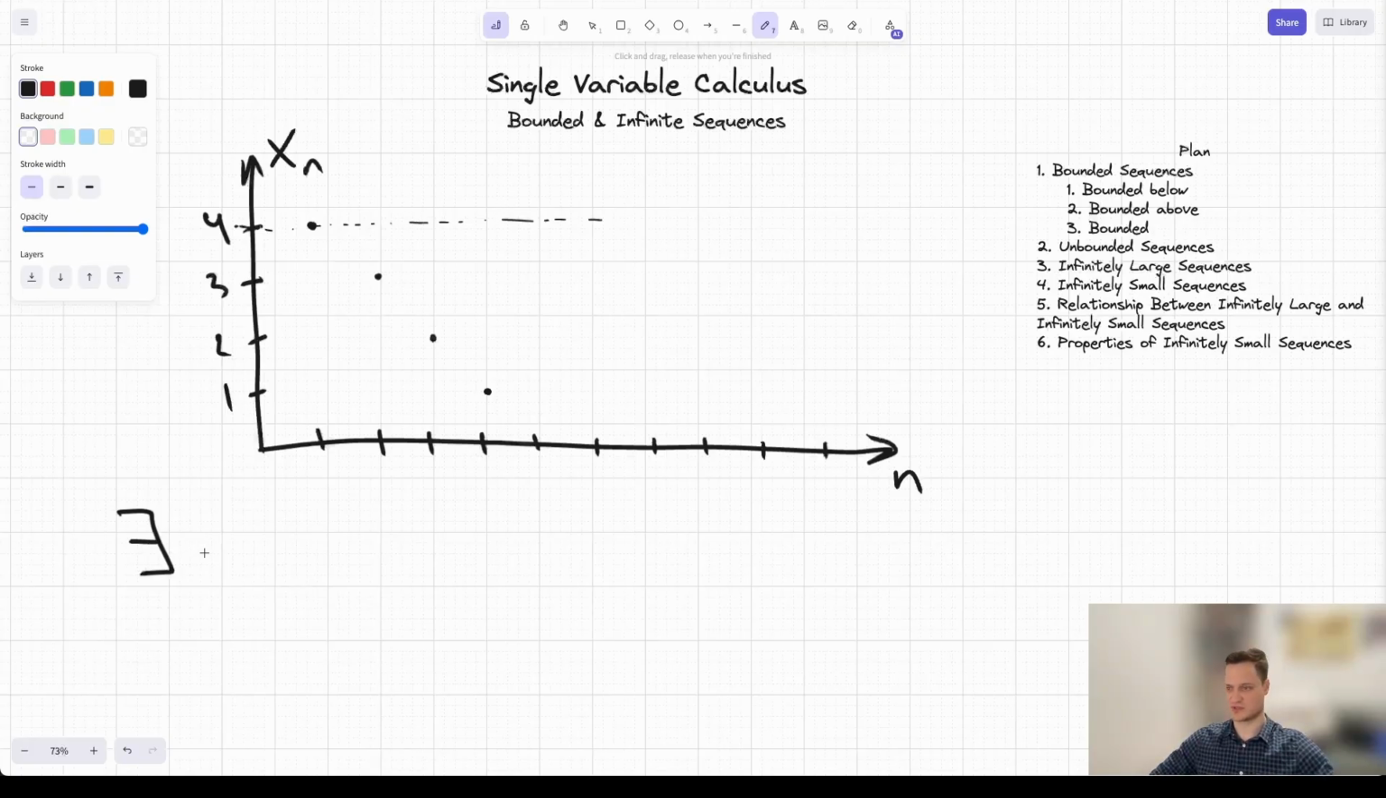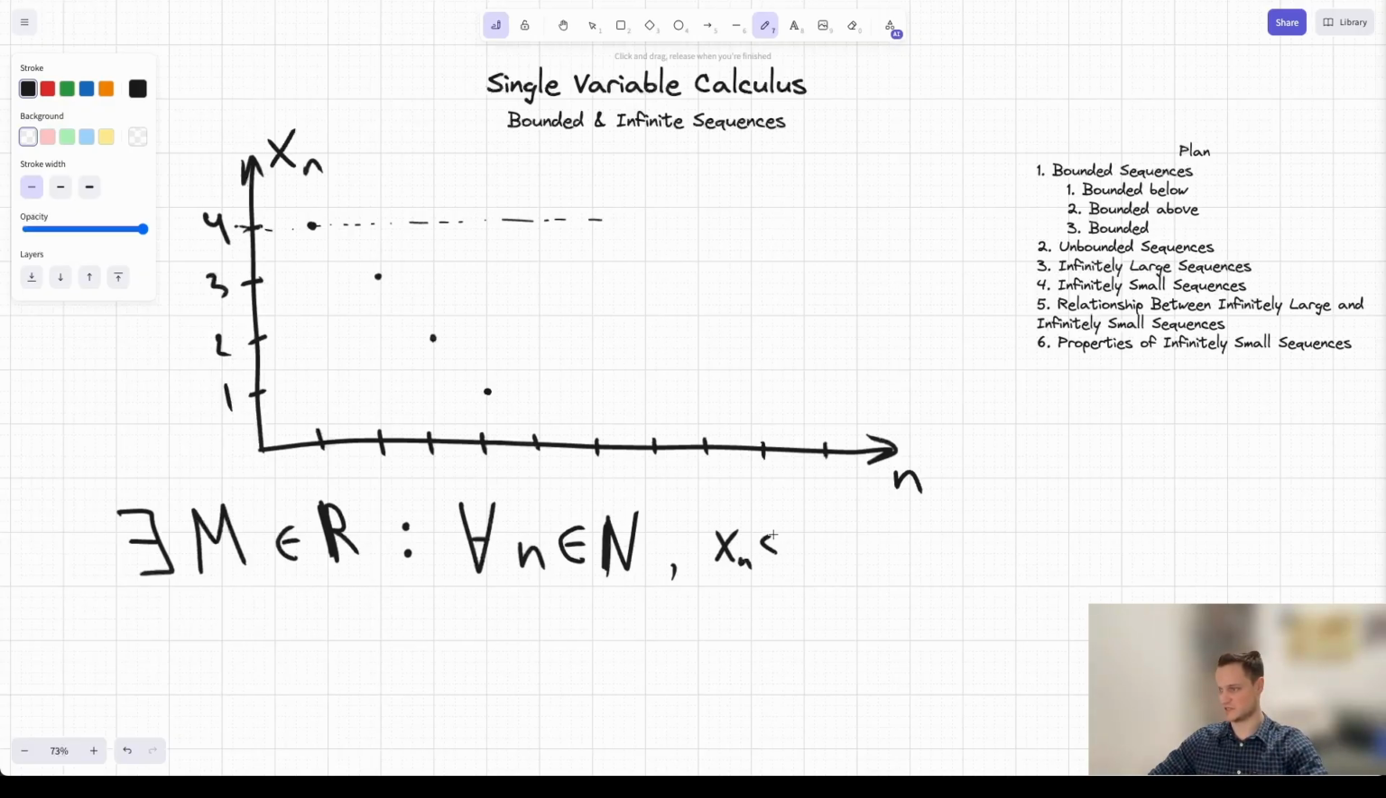The mathematical definition is similar. There exists such M, large, which is a real number, such that for every natural number, elements of the sequence are less than or equal to capital M. And let's consider an example. An example of such a sequence may be these negative numbers, for example, minus n, and we can draw this. So for the first element, this will be -1, for the second, -2, for the third, -3, and so on and so forth.